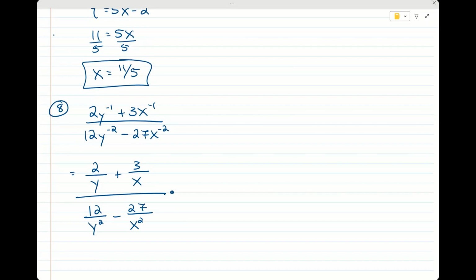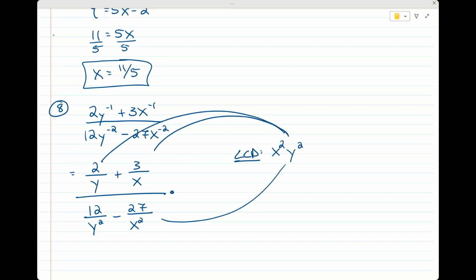All right, so for a problem like this, we could easily get rid of the fractions by multiplying everything by the least common denominator. So the least common denominator, when you have variables, it's the highest power of the exponent. So it looks like we have x to the second, and then we're going to have y to the second. And then what we're going to do is multiply that times everything on the top and everything in the denominator.